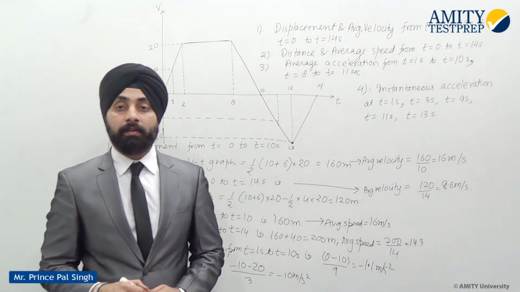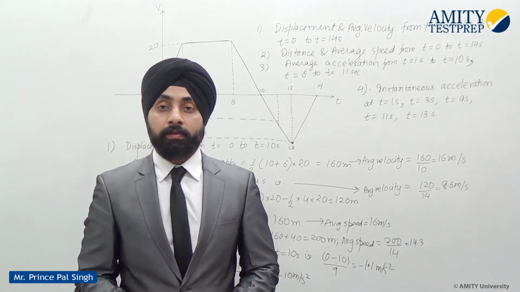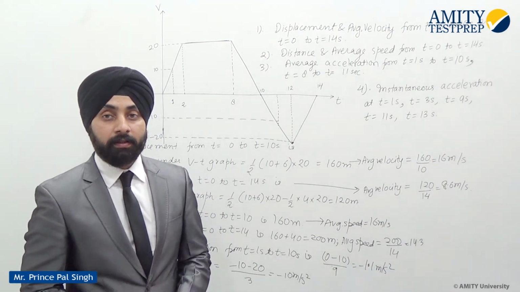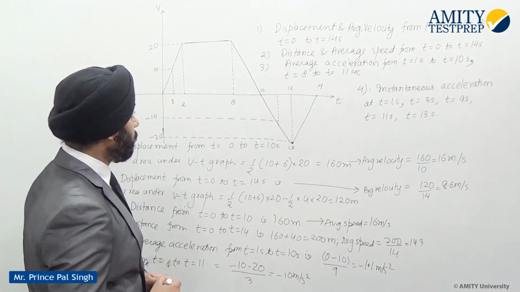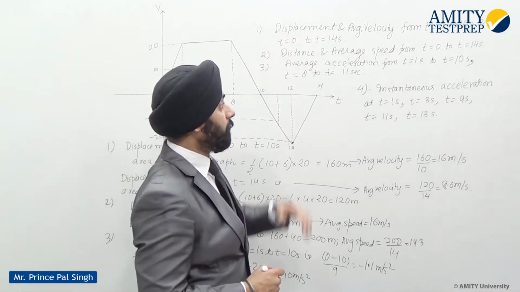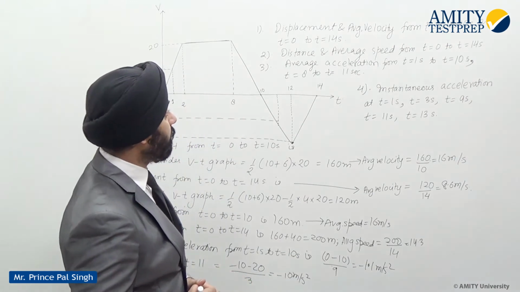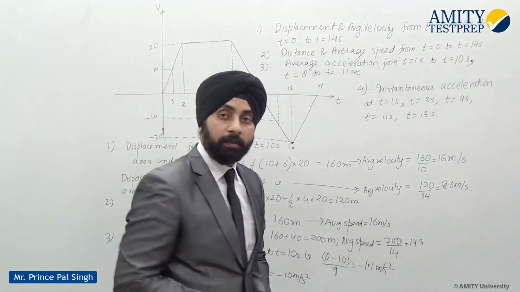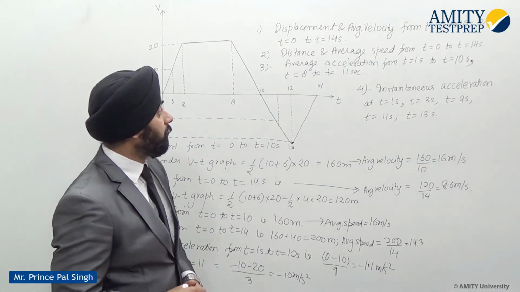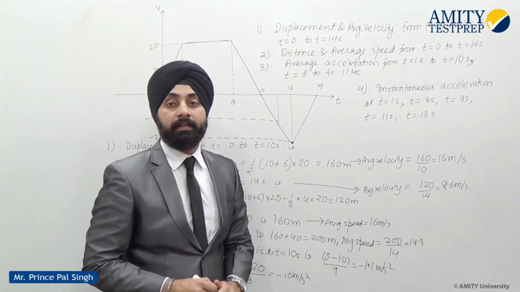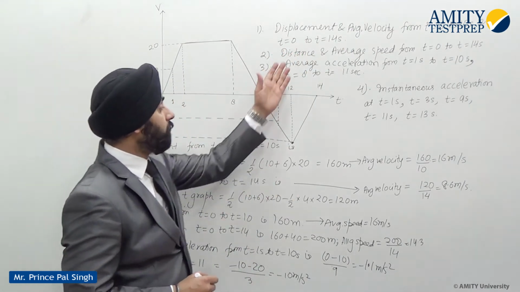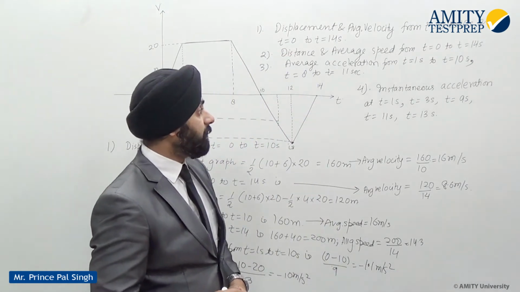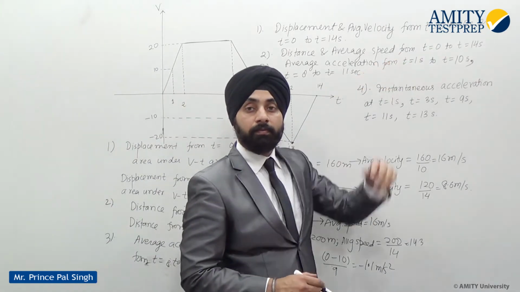Today we will discuss a numerical which is based on a velocity time graph. The velocity time graph is for a particle which is moving along a straight line. Here the VT graph is shown, and we have to solve the following problems. We have to find out the displacement and the average velocity of the particle from t equal to 0 to t equal to 10 seconds, and from the starting to 14 seconds. Then we have to find out the distance travelled by the particle and the average speed from starting to t equal to 14 seconds.